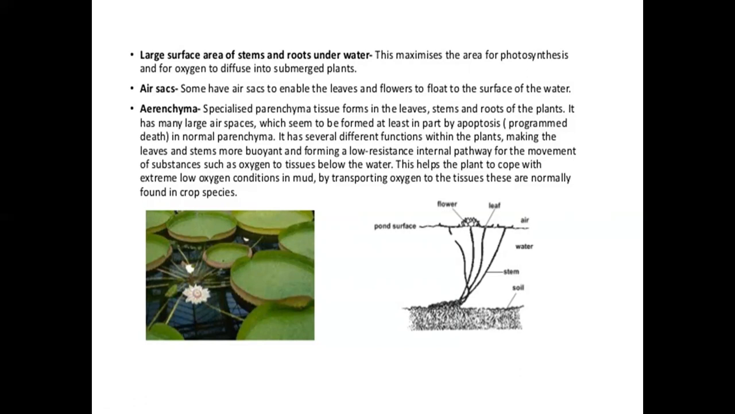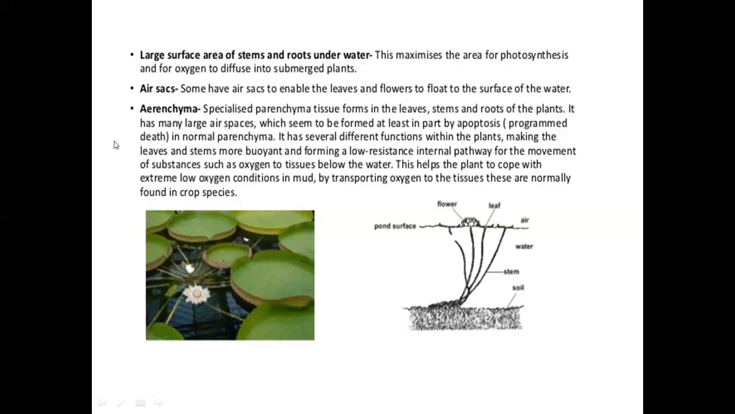And air sacs: some have air sacs to enable the leaves and flowers to float to the surface of the water. For example, Eichhornia has the air sacs. Their leaf bases have the air sacs so that they can freely float on the surface of the water.